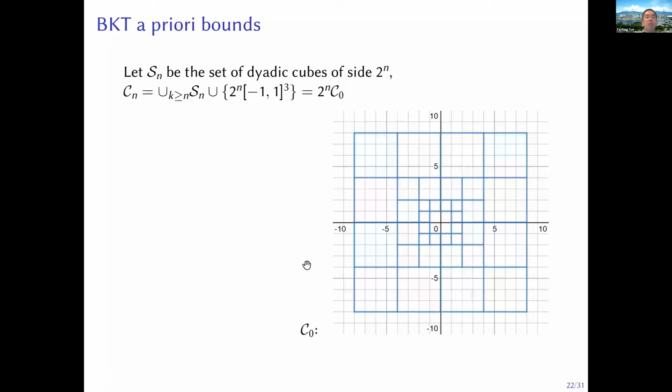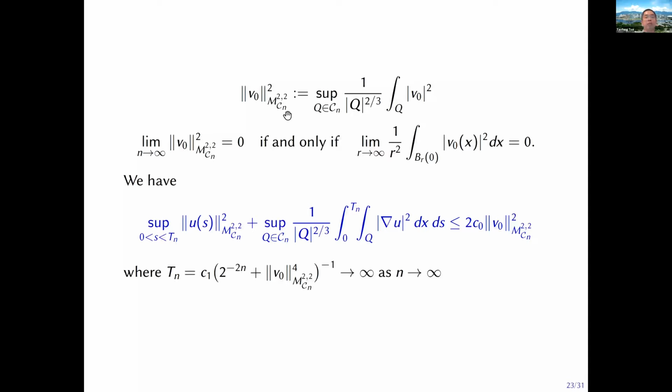And then we look at this norm, V0 in M^{2,2}(Cn). So this norm is the sup over all cubes in this Cn family. And then this integral here.